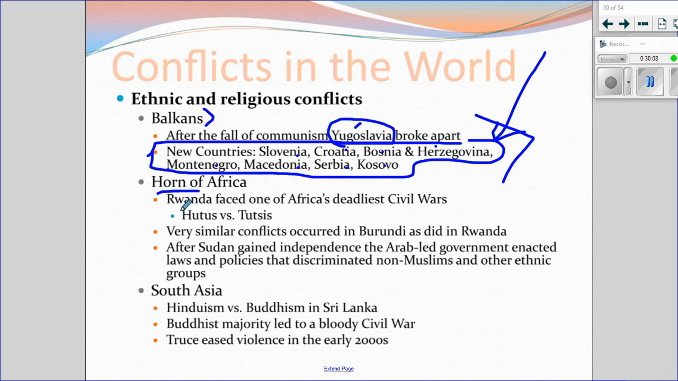In the Horn of Africa, Rwanda will face one of Africa's deadliest wars. Back when Rwanda was a colony, all right, the Tutsis, because they were lighter skinned, were put in charge. They were the ethnic minority, but they were lighter skinned than the Hutu majority. So they became the intermediaries who were in charge, right? They were part of German East Africa, passed on to the Belgians later on, and eventually they win their independence. So what ends up happening is there's a famine in Rwanda.